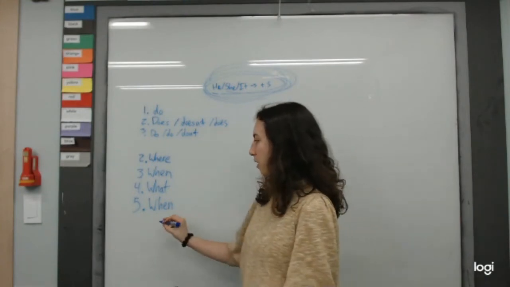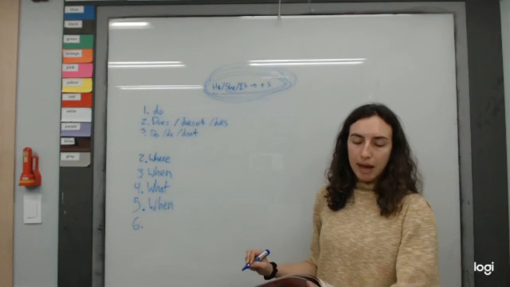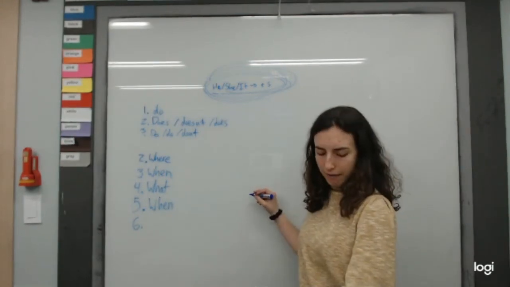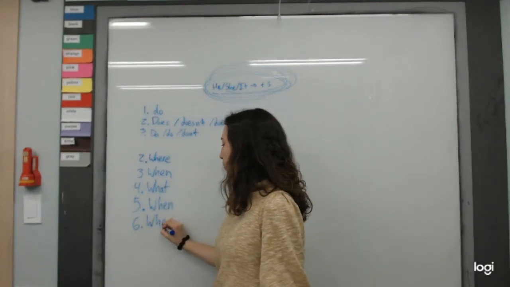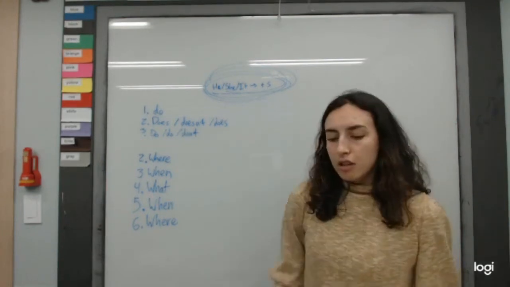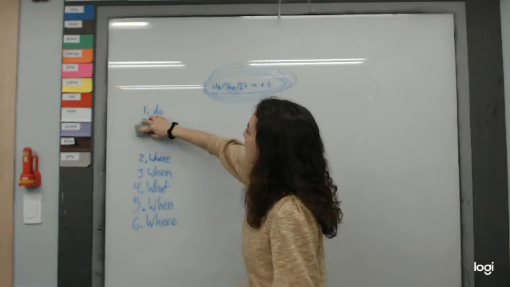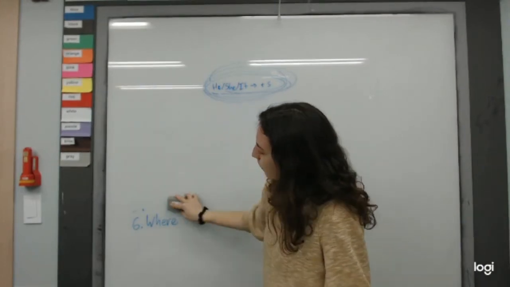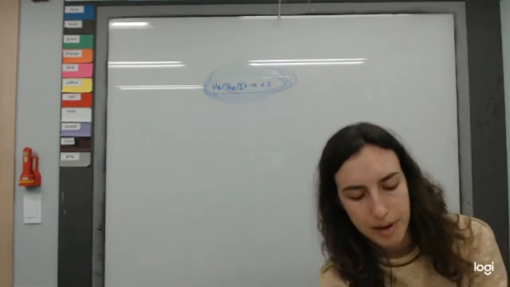And the last one, number six. Do you like to eat ice cream? At the beach. At the beach is the place. So we have to answer what word for place? Where. Okay, good. So finish checking your answers. I will erase this. Okay, let's go to the next page.